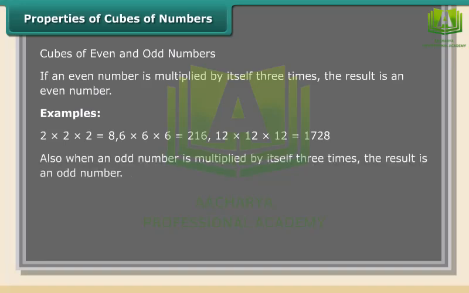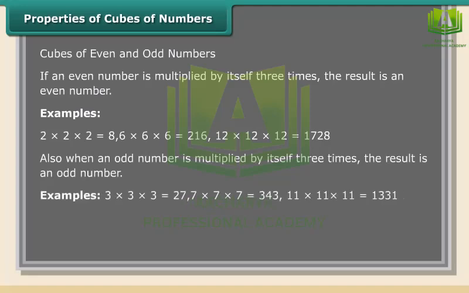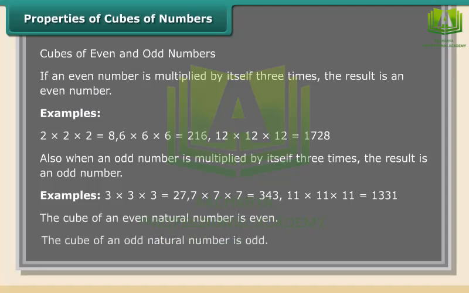1728. Also, when an odd number is multiplied by itself 3 times, the result is an odd number. Examples: 3 into 3 into 3 is equal to 27. 7 into 7 into 7 is equal to 343. 11 into 11 into 11 is equal to 1331. The cube of an even natural number is even. The cube of an odd natural number is odd.